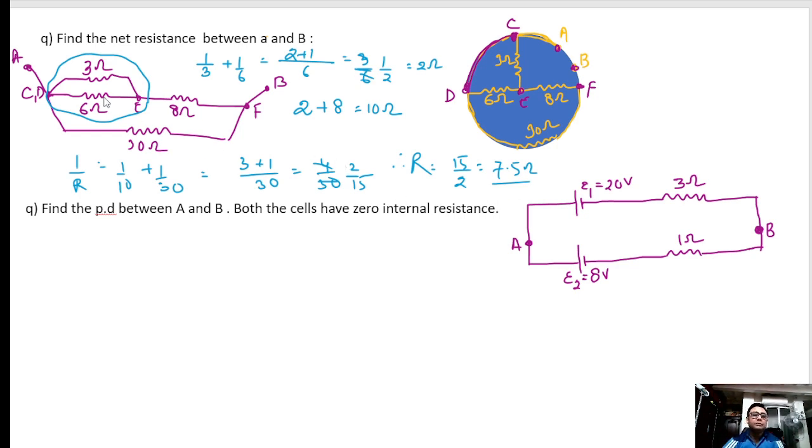Now let us do this sum. Here are two batteries given. One EMF is 20 volt and the other EMF is 8 volt. So see, 20 volt is more powerful than 8 volt. So the current will start to flow like this.